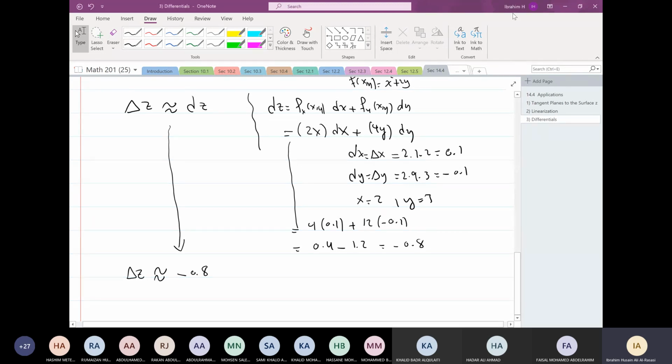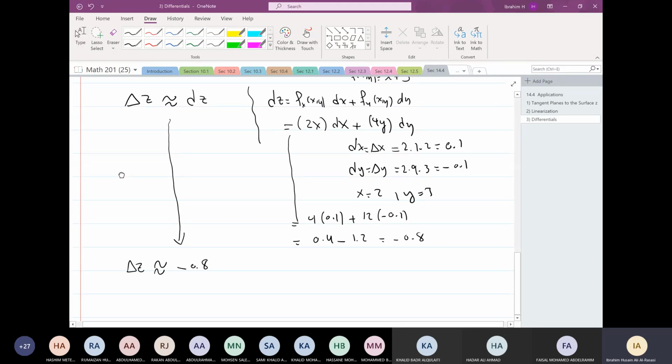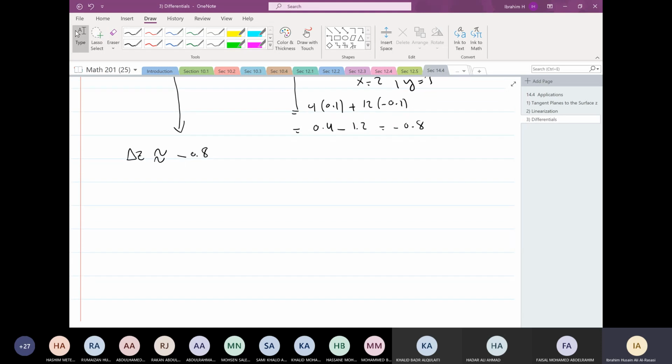Now we have another example, so pay attention. If you understand the first example, the second example will be really similar. There is a key point in the second example. Once you understand it, you are set. It is a word problem: the radius of a cylindrical can.